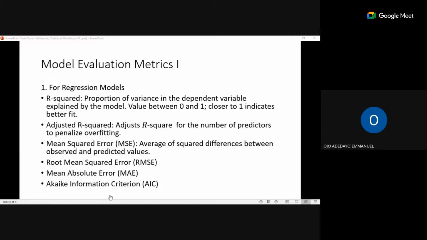Let me quickly read this question from one of my professors. When do we use R square and when do we use adjusted R square? Please let me take the part of R square and adjusted R square again.